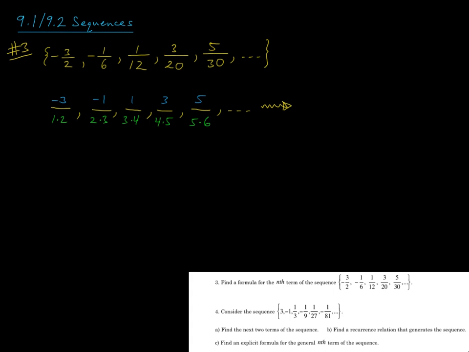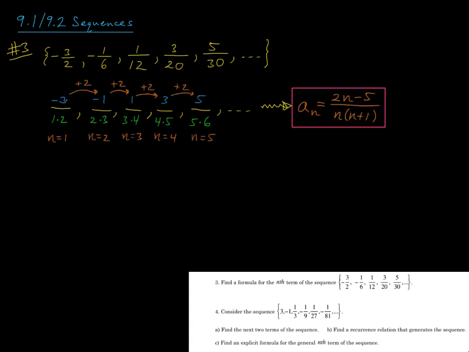Now how do I use those two observations about the numerators and denominators together to write down a sub n? Well, for the numerators, again, we're going up by 2 as we move from term to term, so I'm going to need a 2n. And what about the -5? If I plug in 1 for n, this is going to give me a 2, and I then would need to subtract 5, so this first numerator will come out to be -3. When I plug in 2, I'm going to get 2 times 2 is 4, 4 minus 5 is -1. When I plug in 3, I'm going to get 6 minus 5 is 1, so on and so forth. So that's the numerator.